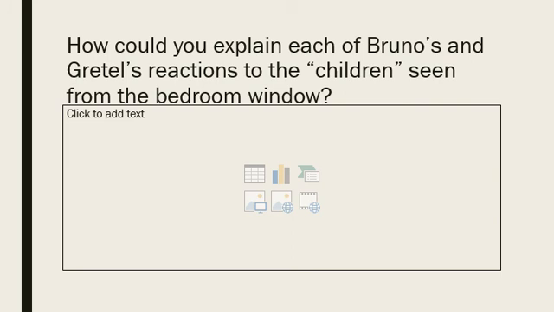Slide 17, how could you explain each of Bruno's and Gretel's reactions to the children seen from the bedroom window? That's just going to require you to look back over that section and interpret their reactions. What are they saying? They don't seem excited to me. So what do you think they're thinking there?